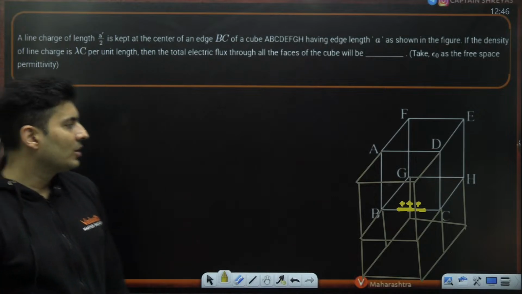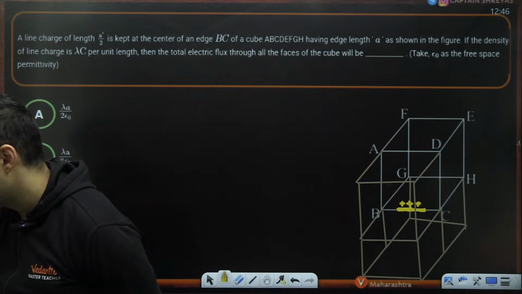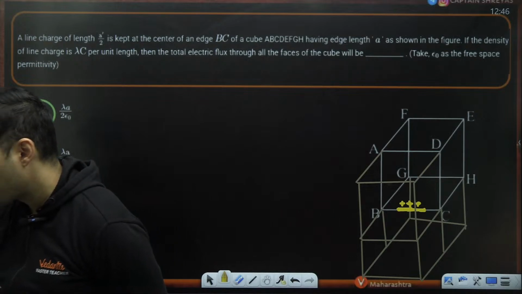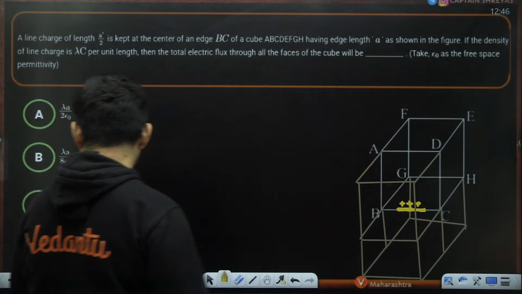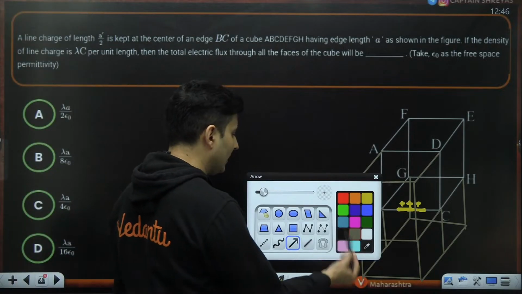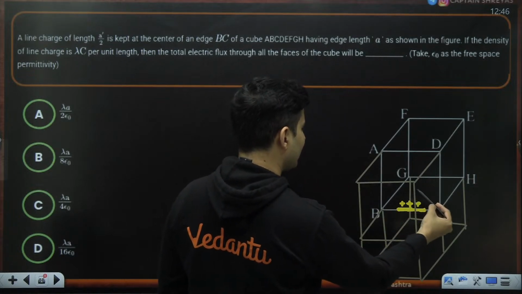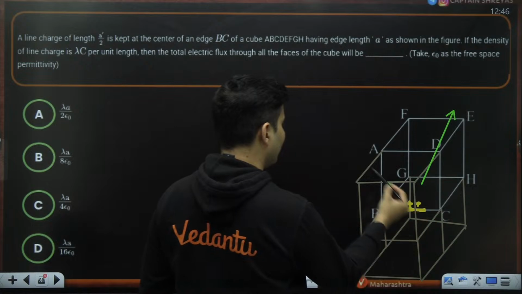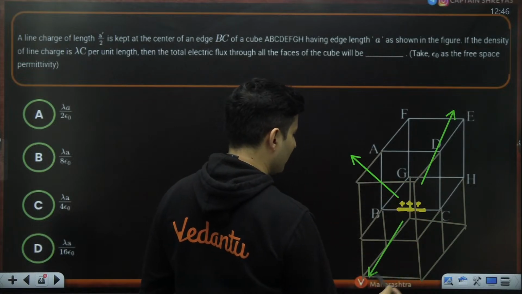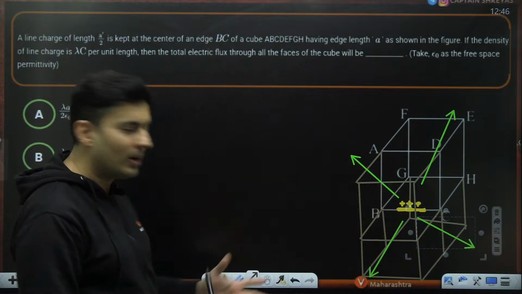See if you're able to visualize now 4 cubes. Are you able to visualize this? A 3-dimensional structure. Yep, perfect. So now imagine electric field lines coming out of that line charge. What will happen? Some of the field lines will go through that cube, some through this cube, some through this cube, and some through that cube. In 4 cubes it will go equally.